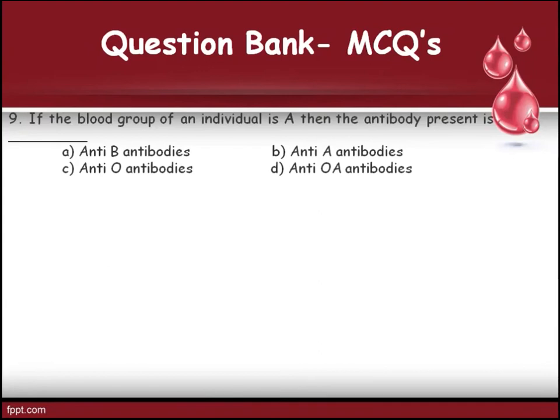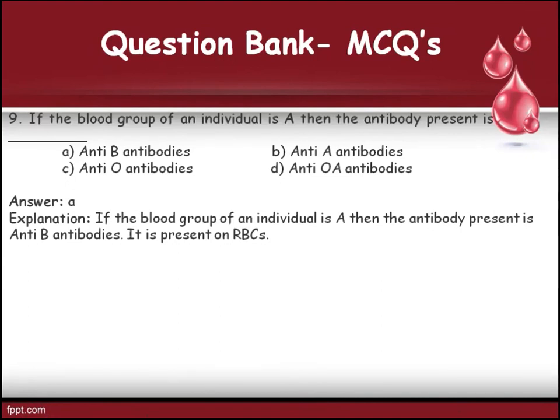Next one. If the blood group of an individual is A, then the antibody present is: option A is anti-B antibodies, option B anti-A antibodies, option C anti-O antibodies, option D anti-OA antibodies. And the answer is A, anti-B antibodies. If the blood group of an individual is A, then the antibody present is anti-B antibodies, and it is present on the RBCs.